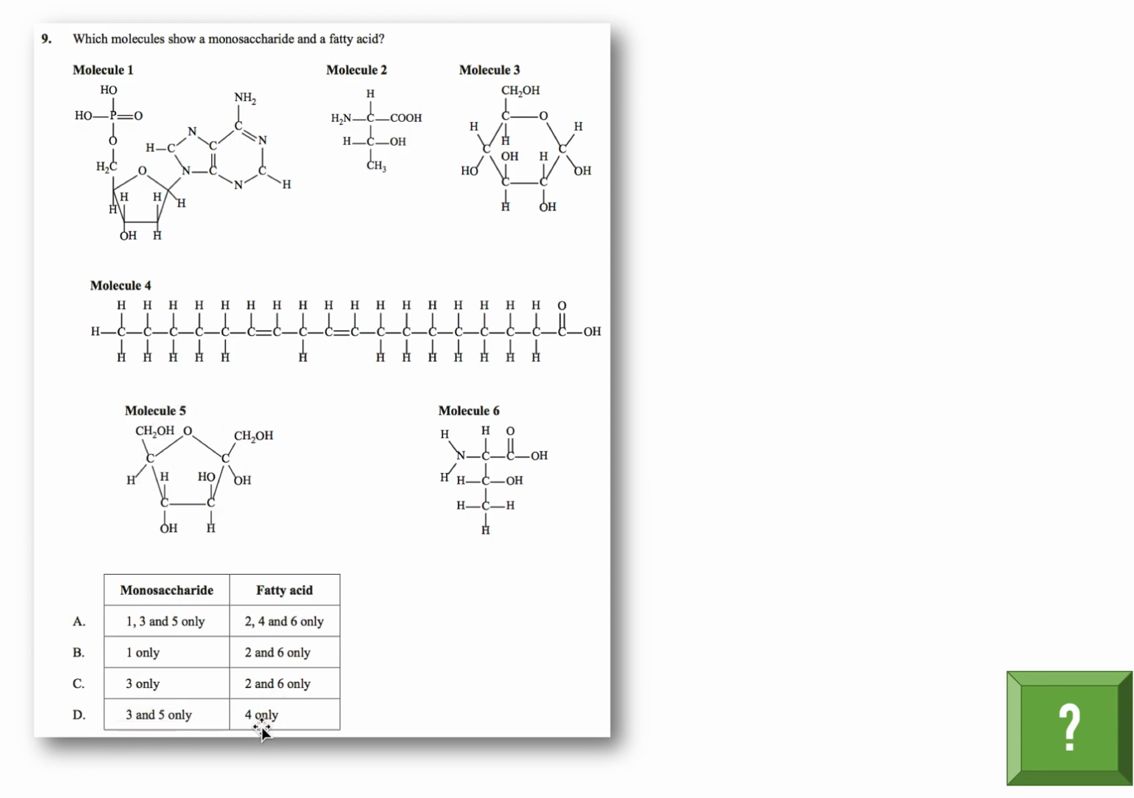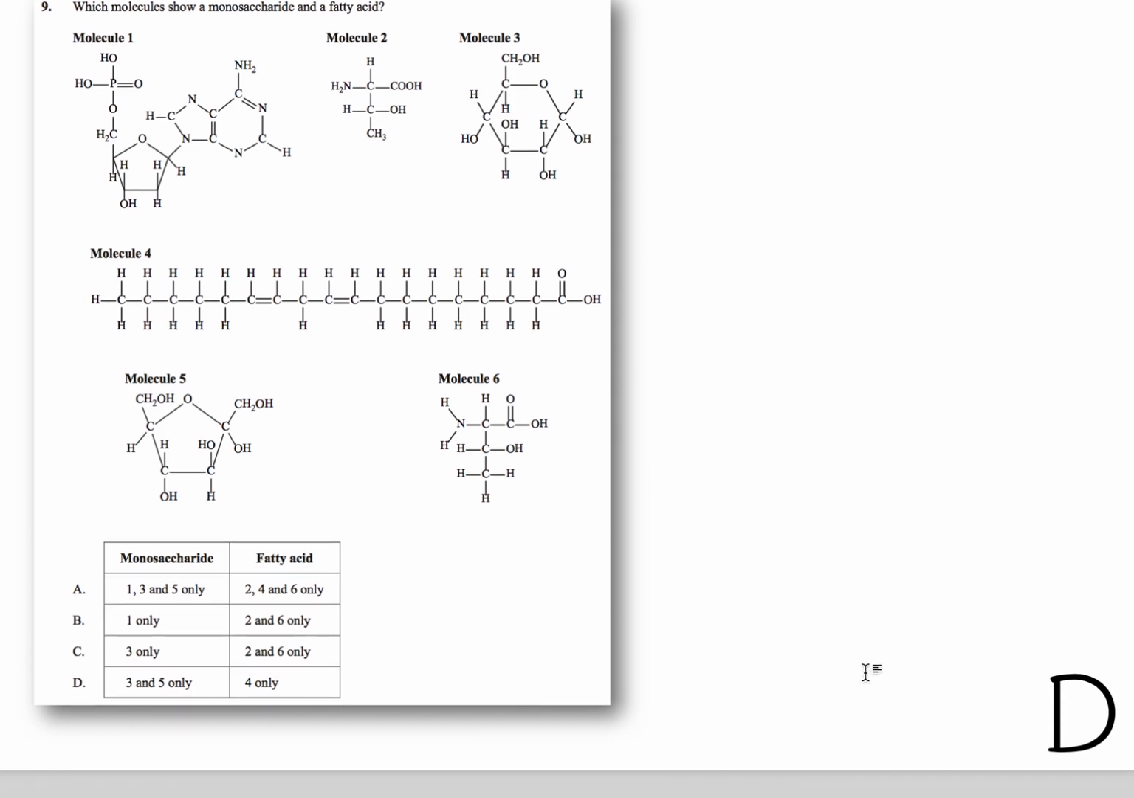We automatically know it's D. We don't even have to check the fatty acid, but we will just in case. So is the only fatty acid here 4? Okay, 1 is not a fatty acid. 2 is not a fatty acid. That's an amino acid. This is a monosaccharide. This is a fatty acid. 5 is not a fatty acid, and 6 is an amino acid again. So yeah, 4 is the only one. So the answer has got to be D.